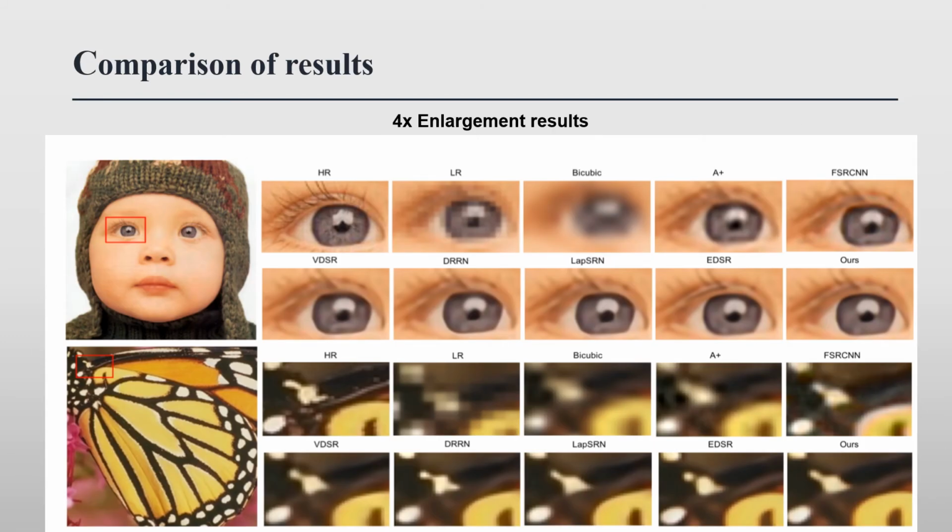Now comparing the results, some of the results are presented here in the paper. The eye of a baby image is taken as a test image. The high resolution image and the low resolution image can be observed here. Different existing methods of generating a super resolution image are shown: bicubic, A plus, FSRCNN, fast super resolution convolution neural networks, VDSR, very deep super resolution networks, DRRN, deep recursive residual network, LapSRN, which is Laplacian pyramid super resolution network, EDSR, enhanced deep super resolution network, and the proposed deep back projection.